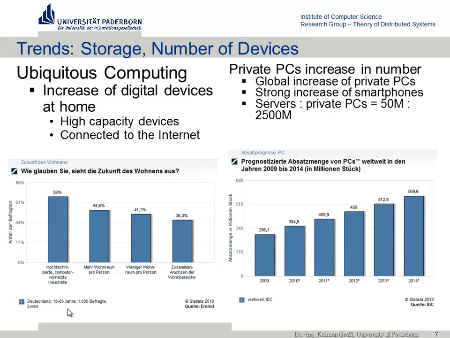And just to give you some numbers, the ratio of servers to private PCs in the world is 50 million to 2.5 billion. So it's quite a ratio: we have a large number of private PCs that are very strong, powerful and well connected, whose resources we can use.